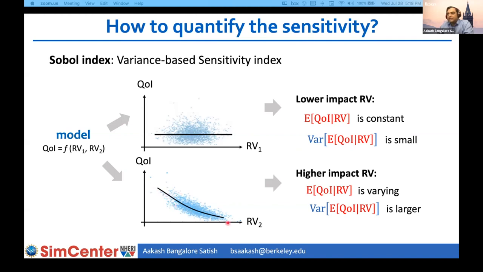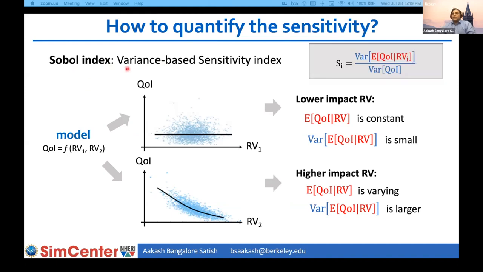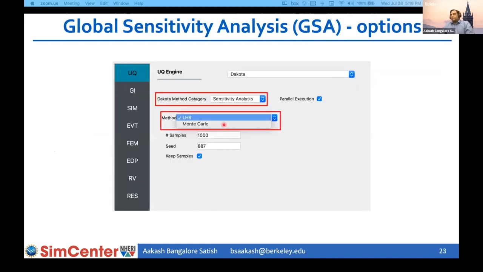Whereas in the other case, we can see that the conditional mean is varying, and the variance of the conditional mean is much larger. So that brings us to this index known as the Sobol index, which is a variance-based sensitivity index, where this quantity is in the numerator. So if this is high, the Sobol index will be proportionately high. That shows a way of quantifying how sensitive the corresponding output quantity is to each of the input quantities.